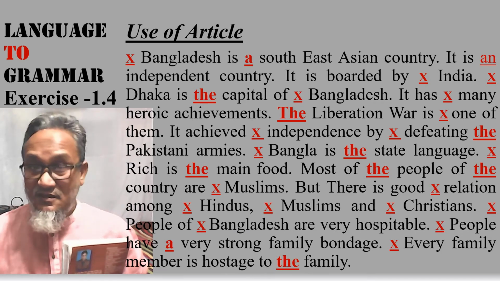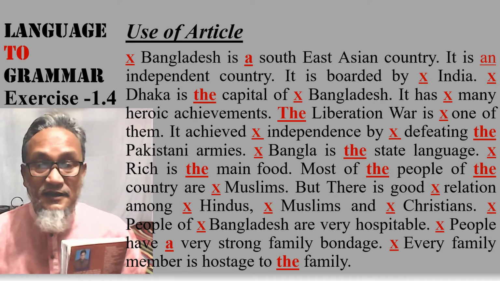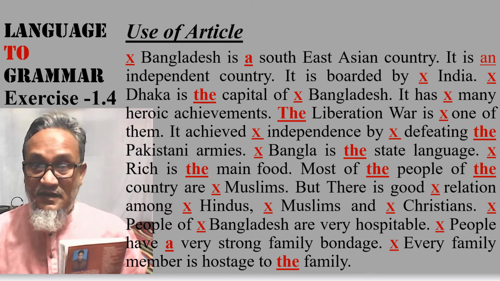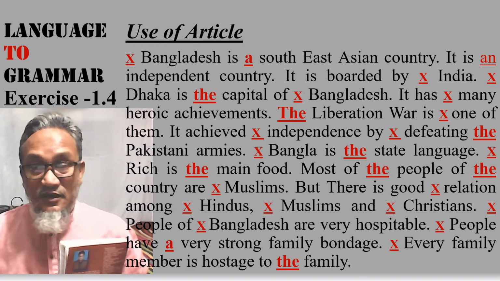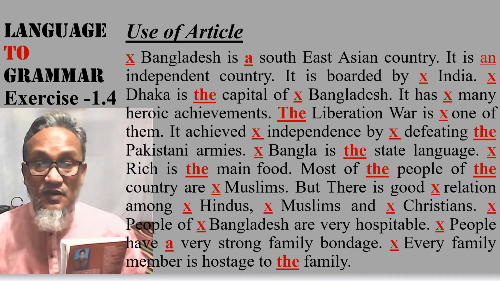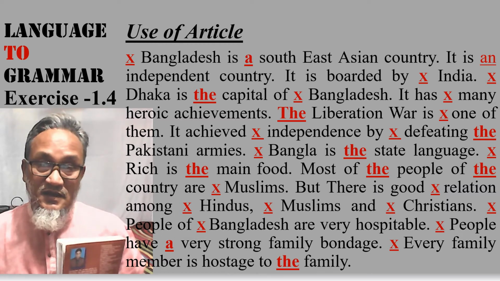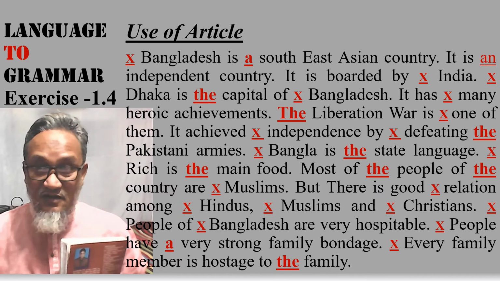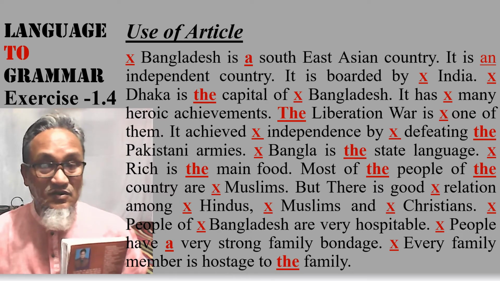It's definite. That's why we use the here. War is one of them. One, though this word starts with a vowel sound or consonant sound, we use cross here because this one is not a noun, it's a pronoun. Before a pronoun, no article is used. Achieves independence, uncountable noun. Before uncountable, a or an is not used.